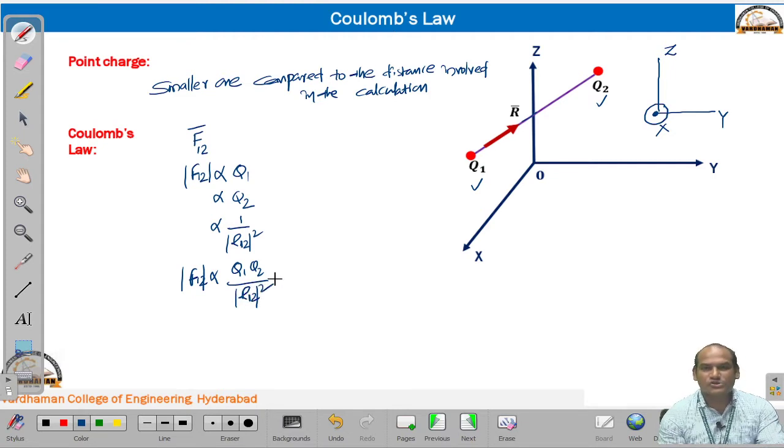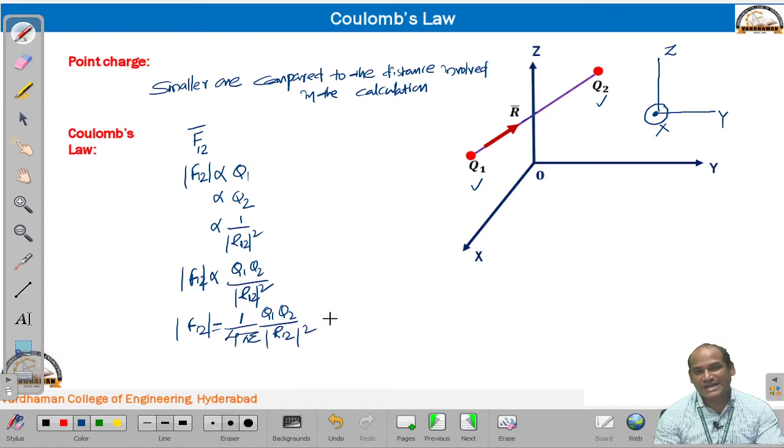If we remove this proportionality sign, we get a proportionality constant, that is given by F12 is equal to 1 by 4 pi epsilon times q1 q2 by magnitude of r12 square. This is the magnitude, but force is a vector. So, it has not only the magnitude, it has the direction also. In which direction is this force available? Along the line which is joining the two point charges.